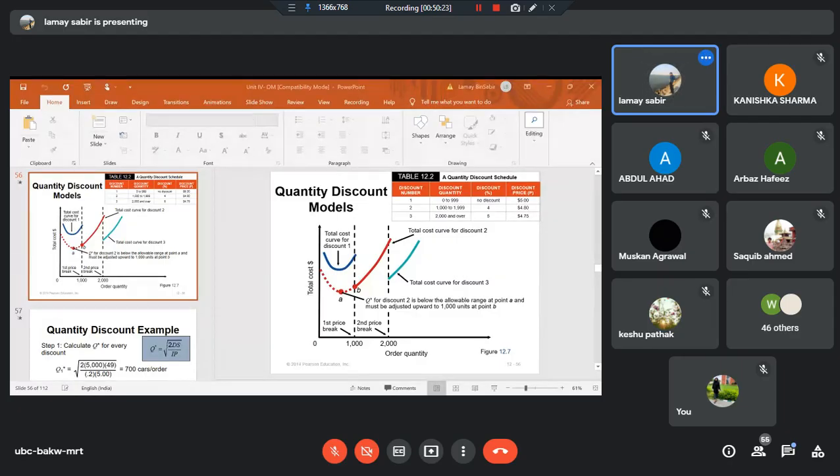and Q3 है. Then एक कर्व है रेड लाइन which is total cost curve TC2, that is for second discounting. थर्ड तीसरा कर्व कौन सा है? Total cost 3 which is for third discounting scheme, and we have this point. Now we have to decide that which Q we have to choose. Let's move ahead once again for the calculation.